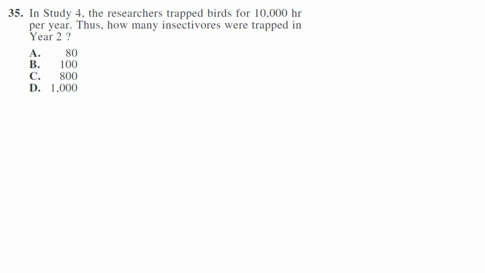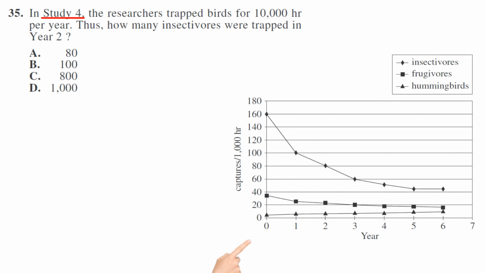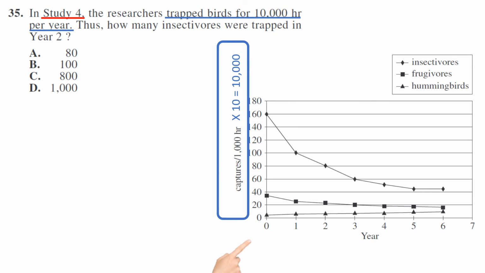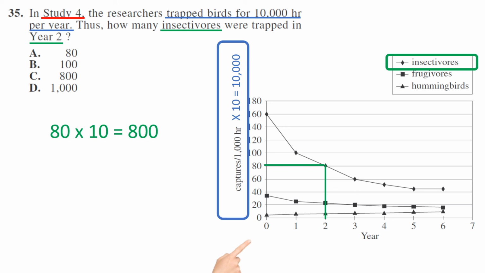35. In study 4, put your finger on study 4, the researchers trapped birds for 10,000 hours per year. Thus, how many insectivores were trapped? Okay. So captures per 1,000 hours. So we're going to multiply that times 10 to get to 10,000. Insectivores are the diamonds. We're doing year 2, so right there. So if we have 80 in 1,000 hours, we have 800 in 10,000 hours because you have to multiply it times 10. So that's a tricky one.